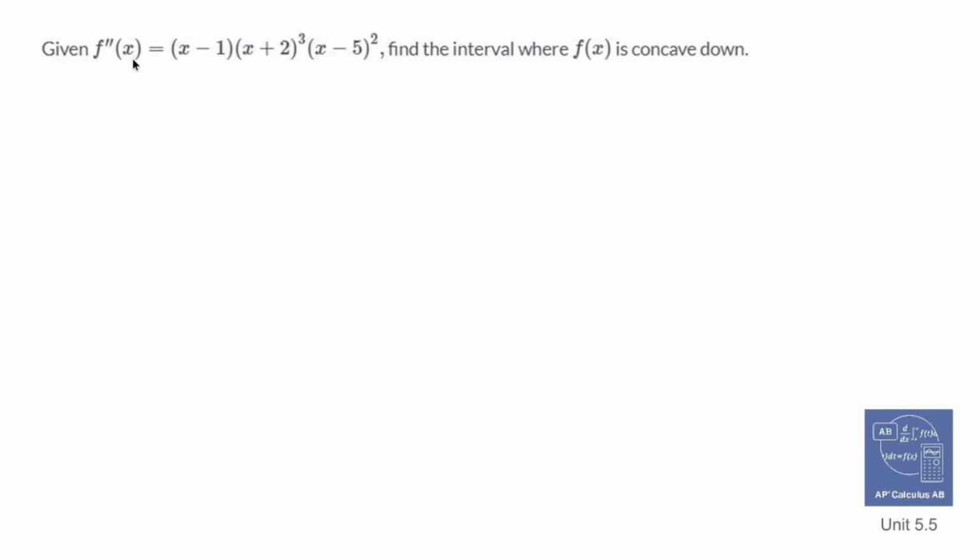If f double prime of x equals x minus 1 times the quantity x plus 2 cubed times the quantity x minus 5 squared, find the interval where f of x is concave down.